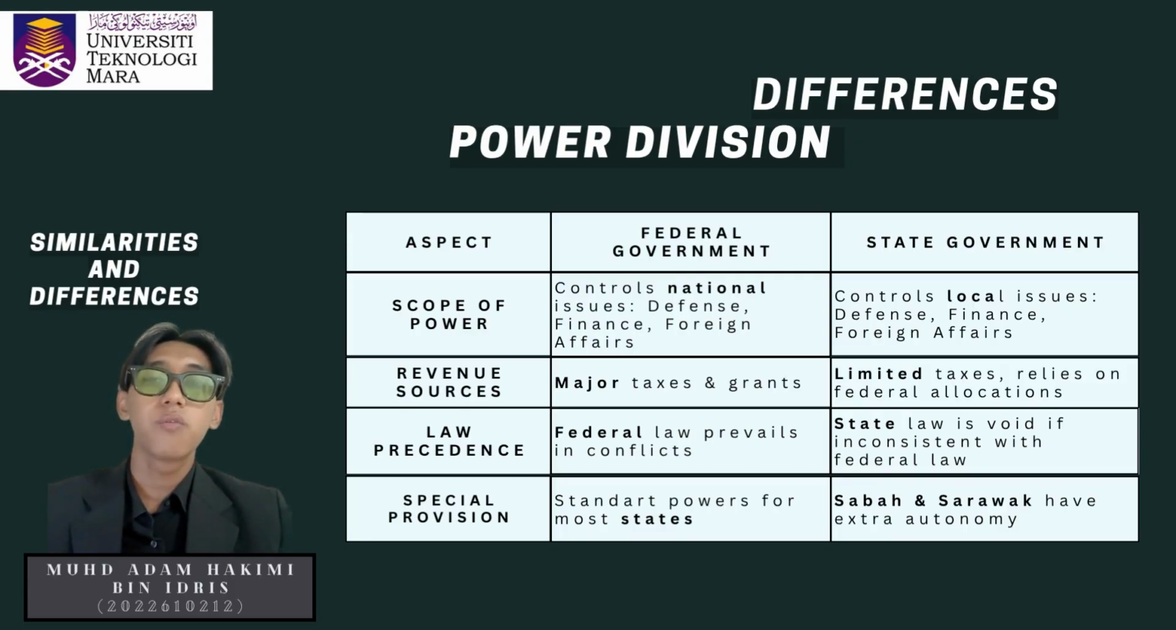In the event of a conflict between the federal and state law, federal law always prevails. Additionally, Sabah and Sarawak have a special provision granting them greater autonomy compared to other states.